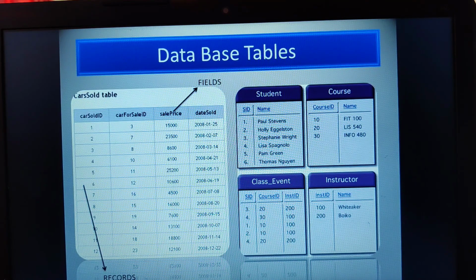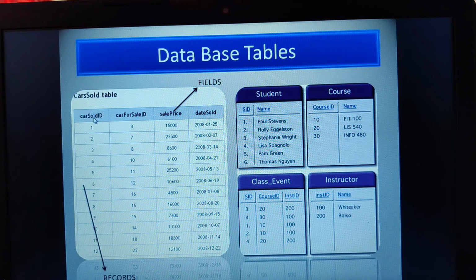Then what are the fields? Each column is identified by a distinct header known as the field. Fields are also called as attributes. I hope you are understanding. Distinct in the sense unique header. Sales price is a unique header, it's a column, right? Date sold is again a unique header. So each distinct header, meaning unique header of the table, we call it as the field.